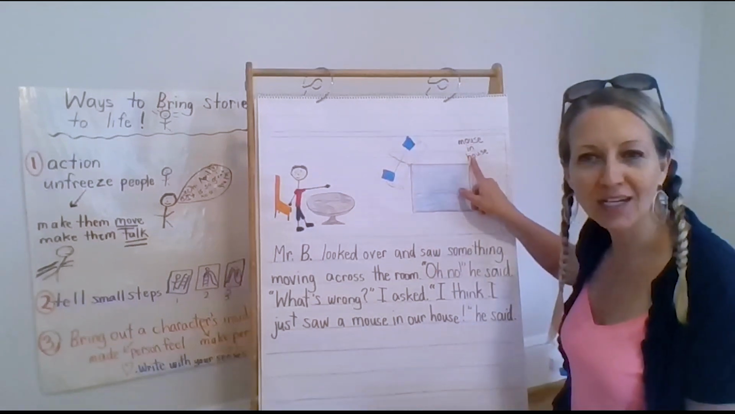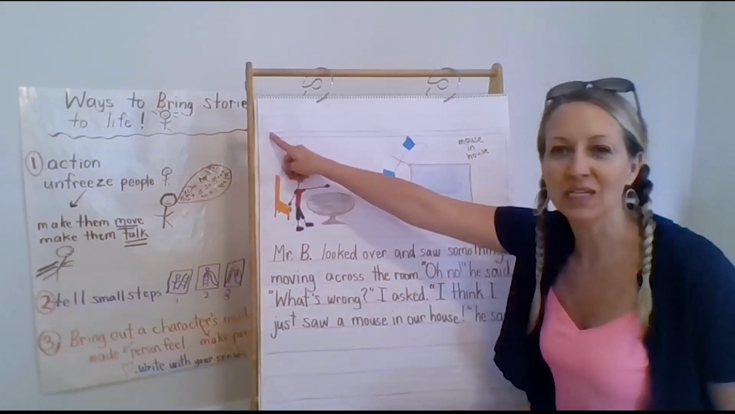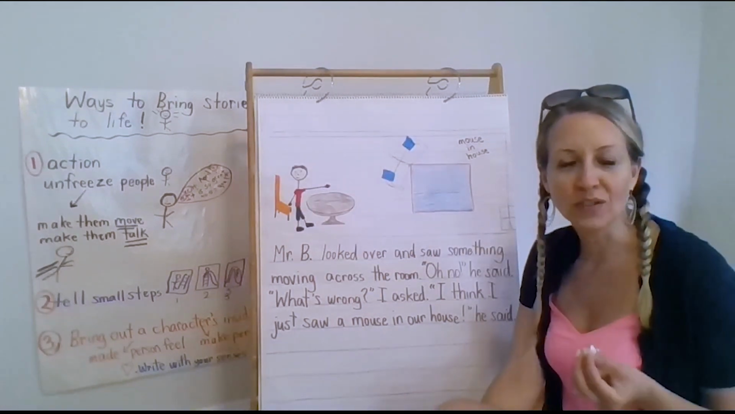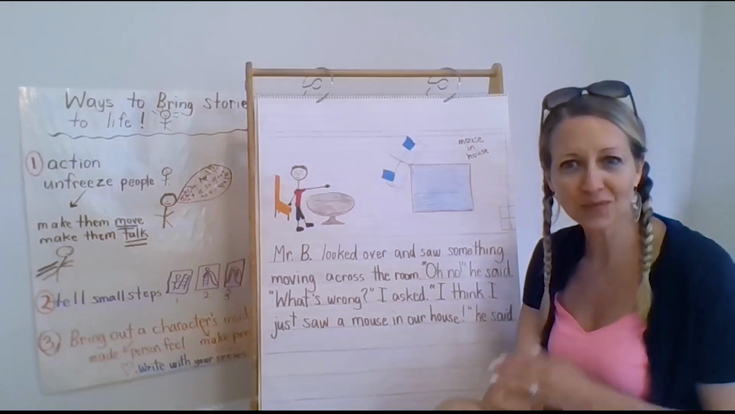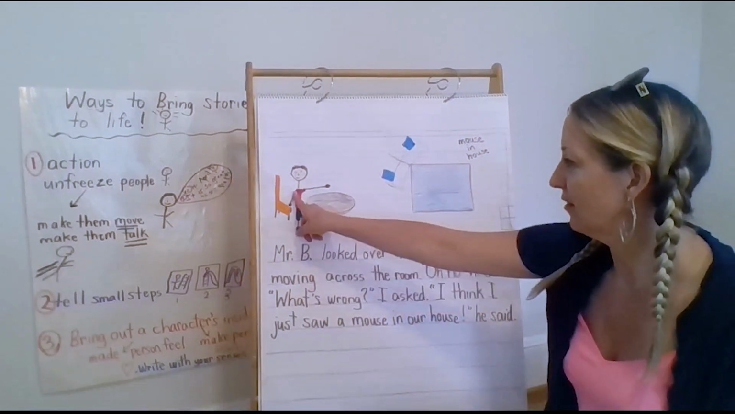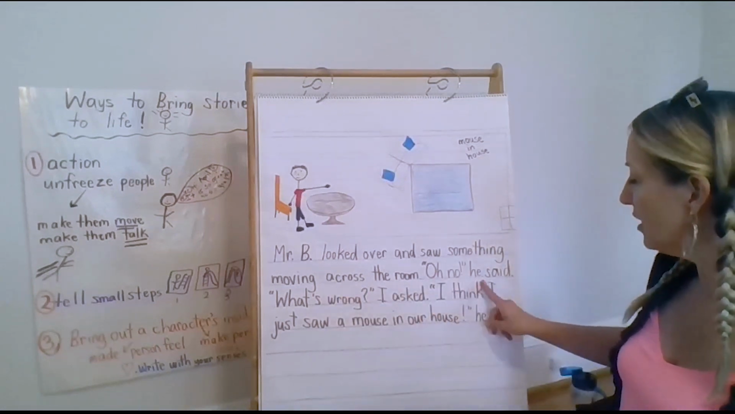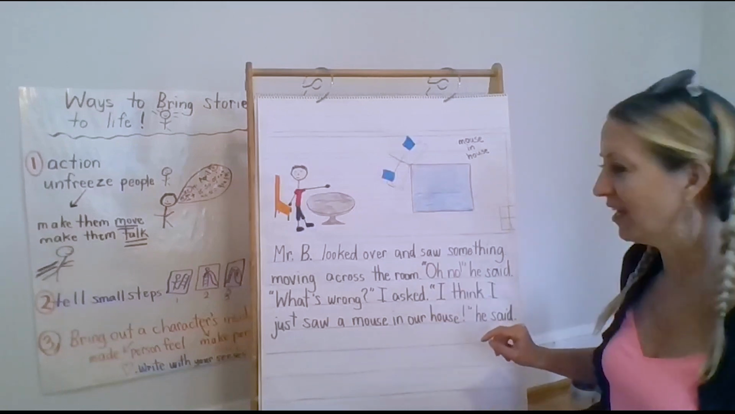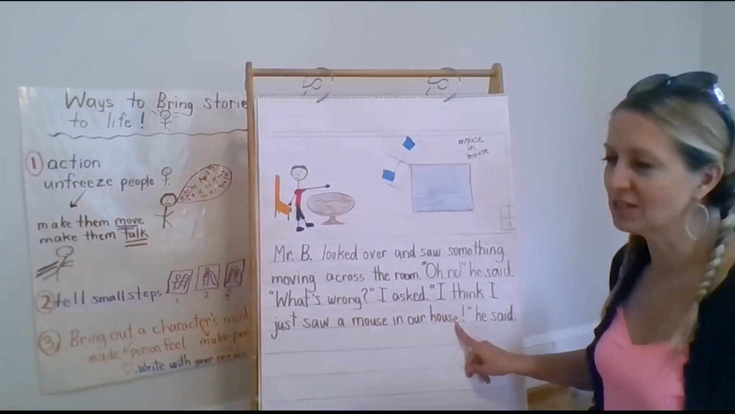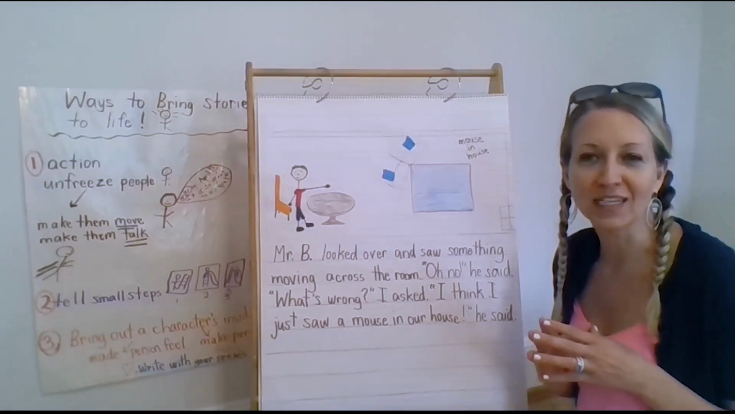And last time I jotted down a couple words so that I would remember what happened in the beginning of my story. B stands for beginning. And I'm going to retell my story to you with more details. I'm going to elaborate. So first, let's reread the words that we wrote last time. Mr. B, there he is, looked over and saw something moving across the room. Oh no, he said. Remember those quotation marks, he's talking. What's wrong? I asked. I think I just saw a mouse in our house, he said. I'm going to bring my story to life a little bit more.